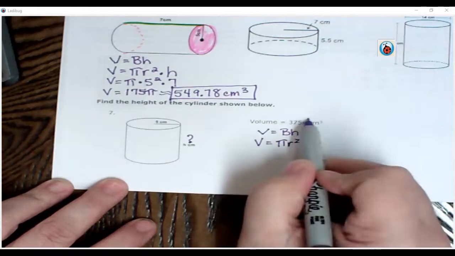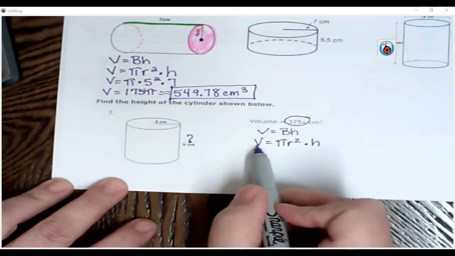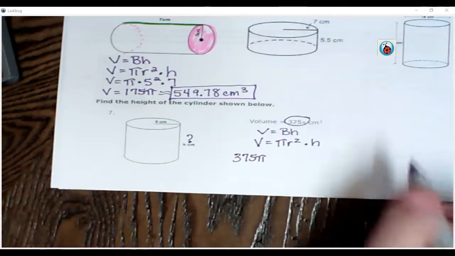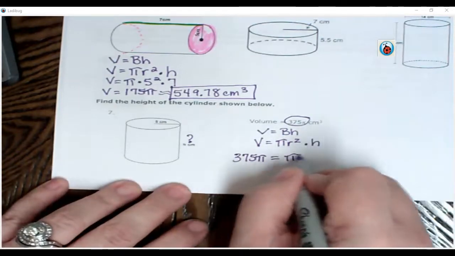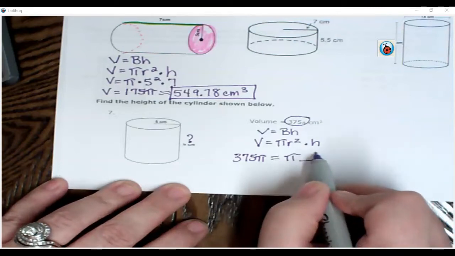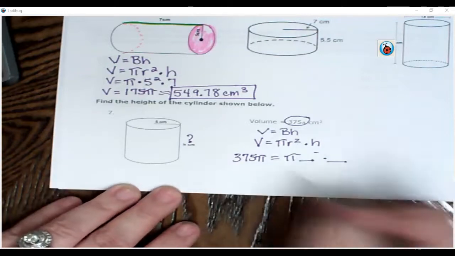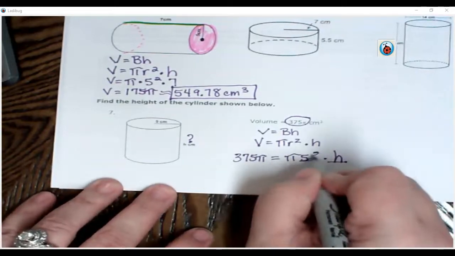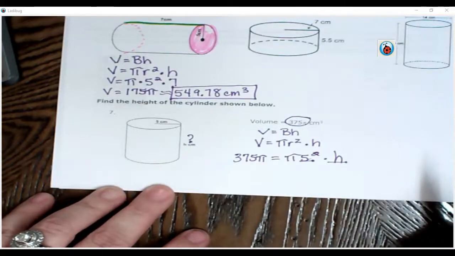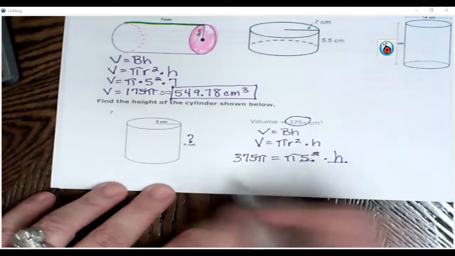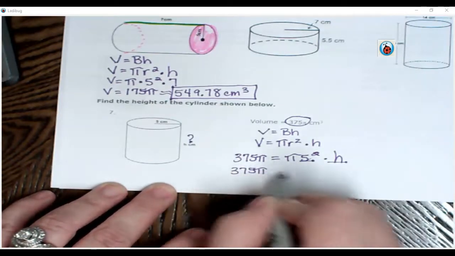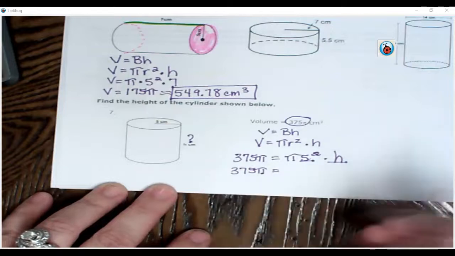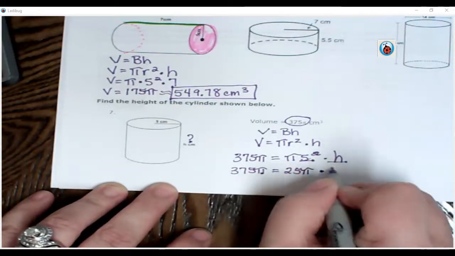But because my volume is 375 pi, now I can substitute that in right here for volume. 375 pi, I think I said 35. 375 pi is equal to pi, substitute in your radius squared times your height, and then solve for h. So my radius was 5 squared. So now when we solve this, I would have 375 pi is equal to, well, what's 5 squared? 25, right? But we're going to keep pi in it because pi is on this side. So we say 25 pi times height.